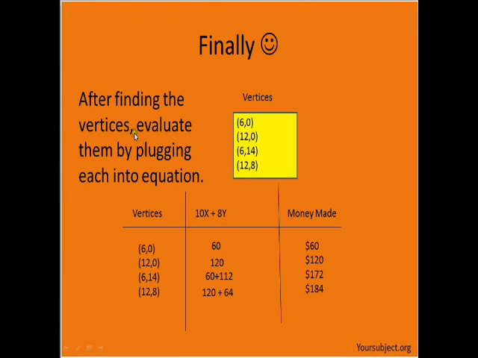So after finding the vertices, we evaluate them by plugging them into the equation one by one. So we have the vertices right here, and then we put it into a little chart. So vertices, we have 10x plus 8y, which was our original equation, and then we have the money made, which is the final value. So we put 6 in X and then 0 as Y, and then we get 60, and that's the money we can make. So you could do this by yourself.